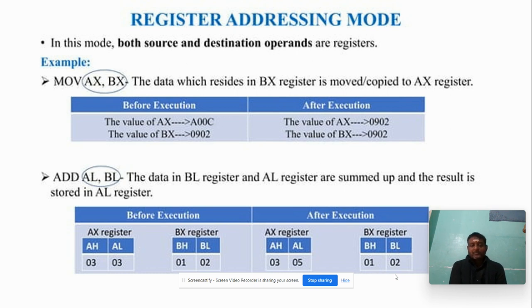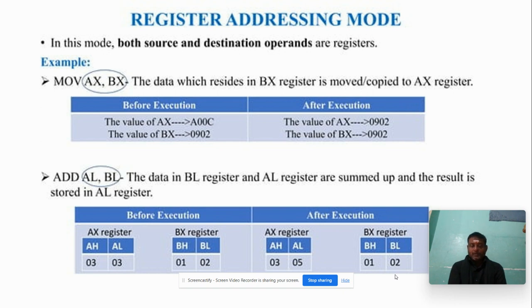Register addressing mode. In this addressing mode, both the source operand and the destination operand are registers. For example, MOV AX, BX. The data which resides in the BX register is moved or copied to the AX register. This is called register addressing mode.